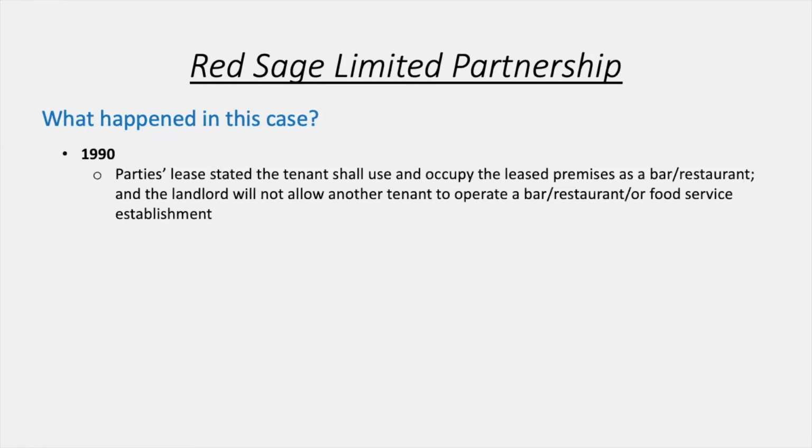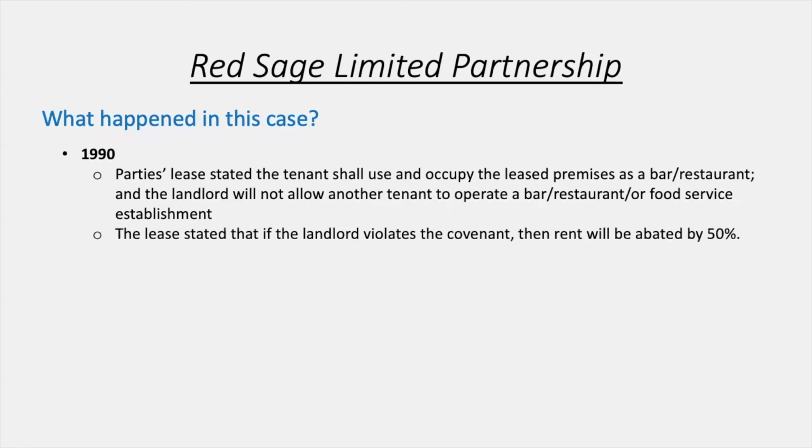In 1990, the parties entered a lease that said the tenant could only use the premises as a bar or restaurant, and that the landlord could not allow another tenant to operate a bar, restaurant, or food service establishment. If the landlord violated this exclusive use covenant, the rent would be abated by 50%. So the tenant will only have to pay 50% of the rent if the landlord allows another tenant to enter the building to compete with the tenant.